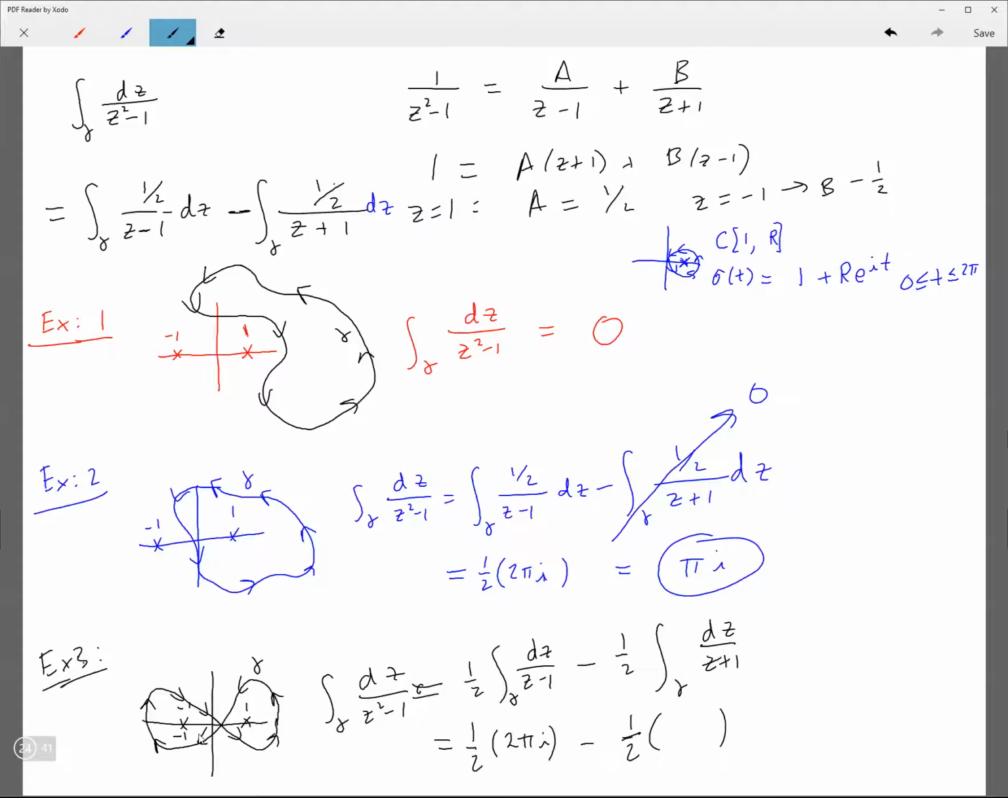Is that something like negative 2 pi? Yes, it's negative 2 pi i. Do you guys see why it's negative 2 pi? Because we're going in the clockwise direction here, around the negative 1. Here we're going in the positive orientation, around the 1, so that's positive 2 pi i. But here we're going in the negative direction, the clockwise direction, which is negative. And so the answer is negative 2 pi i.